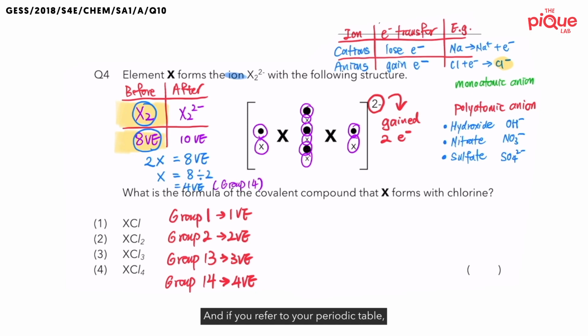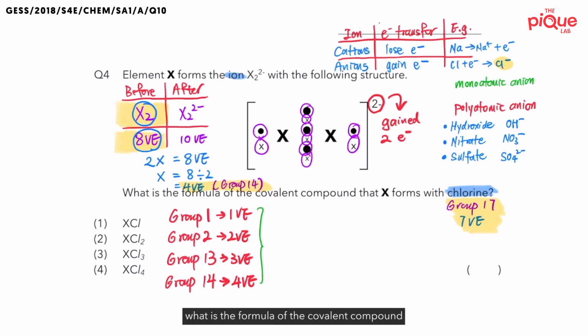And if you refer to your periodic table, you'll be able to notice that chlorine is from group 17. And using the same method as what we have discussed over here, we will be able to deduce that chlorine has 7 valence electrons. Now, we will need these two pieces of information to proceed on to the next part of the question.